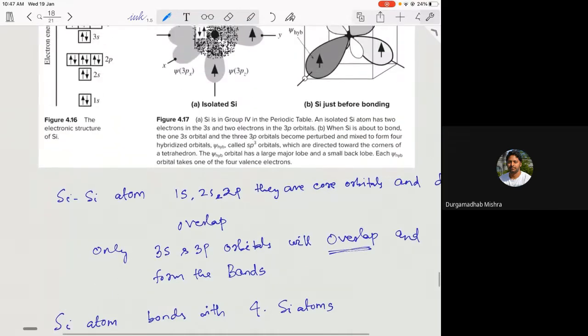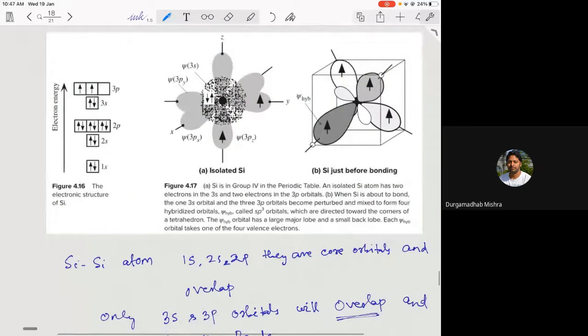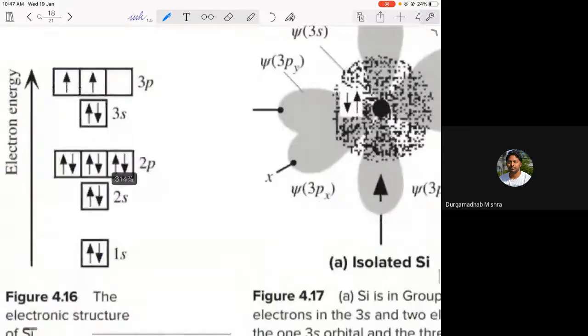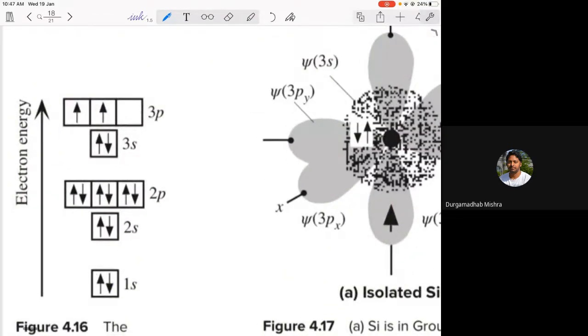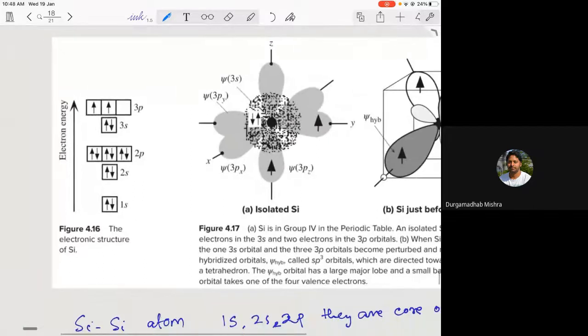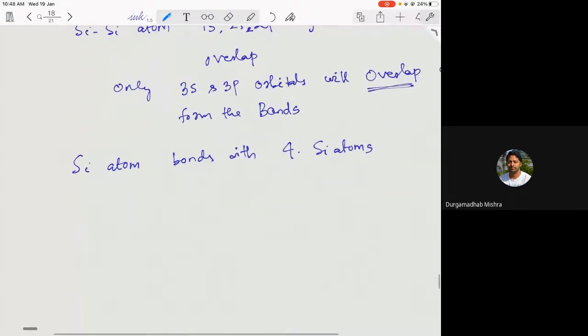Because although you have 3s and 3p, you have 3s2, which is already fully filled, and you have 2 3p electrons, so one is empty. So why then do you have 4 electrons or 4 silicons forming a bond? This is due to something known as hybridization. I think you know already about this. Let me know if you don't.